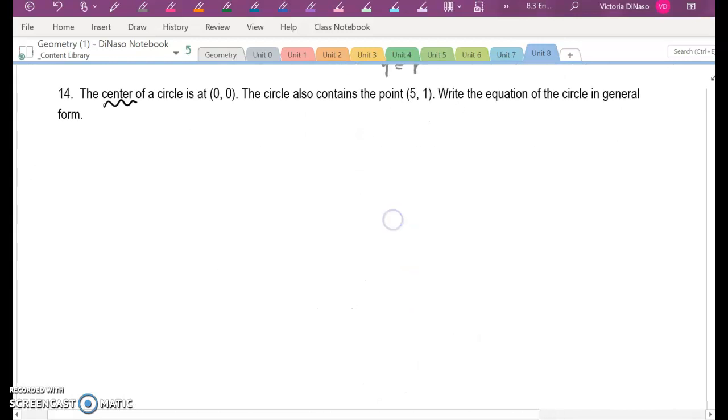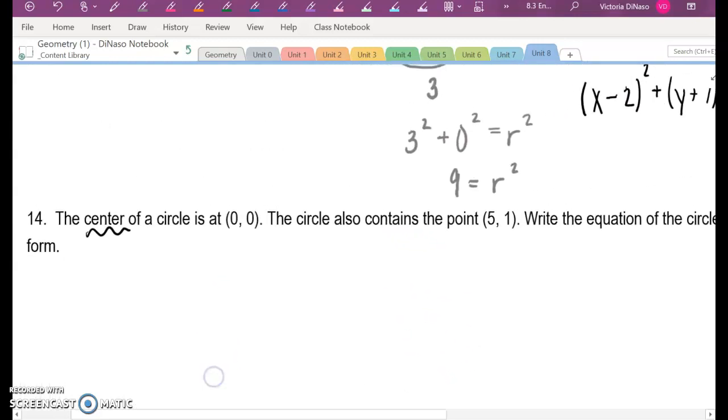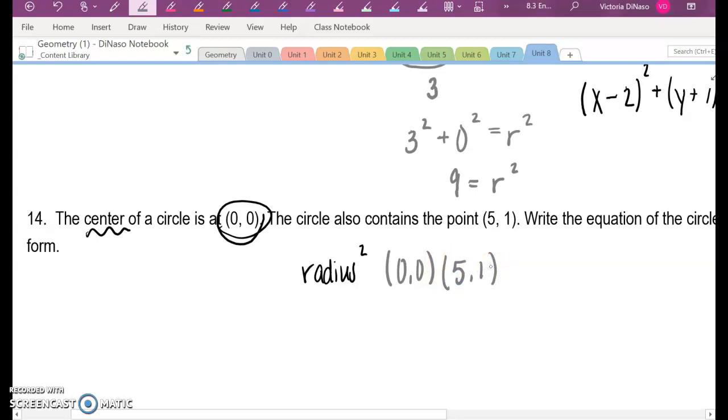Last one. And this last one is a little bit different because in this problem, my center happens to be at 0, 0. So you just have to be careful when you put it in center radius form. You're going to figure out, again, the radius squared by doing a little bit of counting. So we've got 0, 0, and we're going to 5, 1. So you're going to count. There are 5 numbers between 0 and 5. There's 1 number between 0 and 1. 5 squared plus 1 squared equals r squared, and you'll get 26.